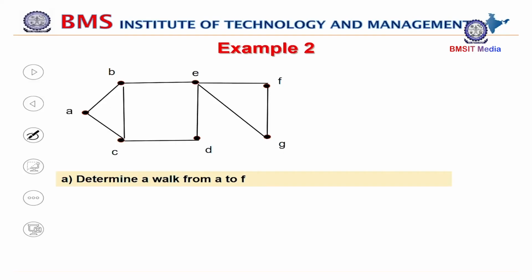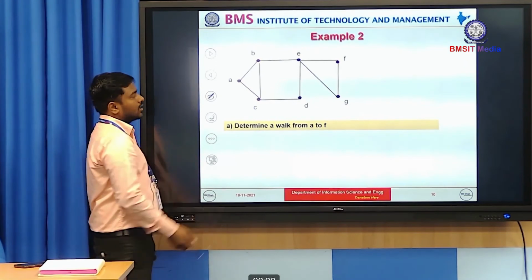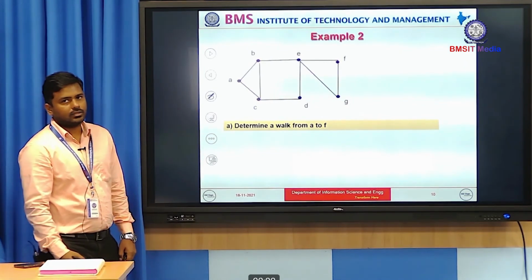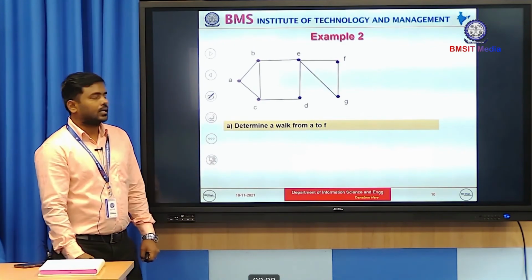Okay, let us see, this is an example. Determine a walk from A to F. A walk is an alternate sequence of vertices and edges. So, I need a walk from source vertex A to destination vertex F.